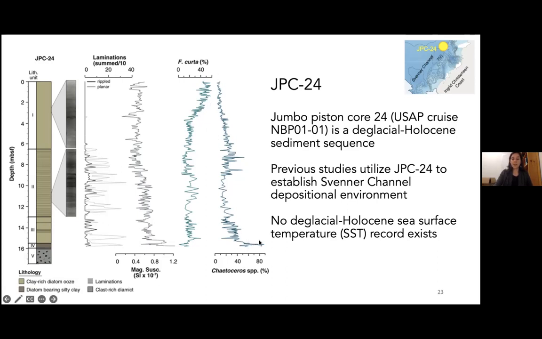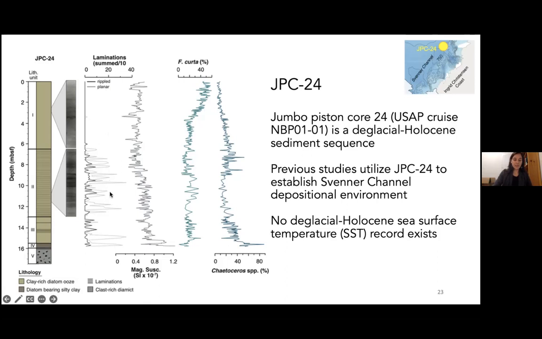Chaetoceros is usually used to say something about stratification. You can see that it tends to like new kind of meltwater environments. And then of course, magnetic susceptibility tells us a little bit about the terrigenous component. These are laminations that I counted and summed.